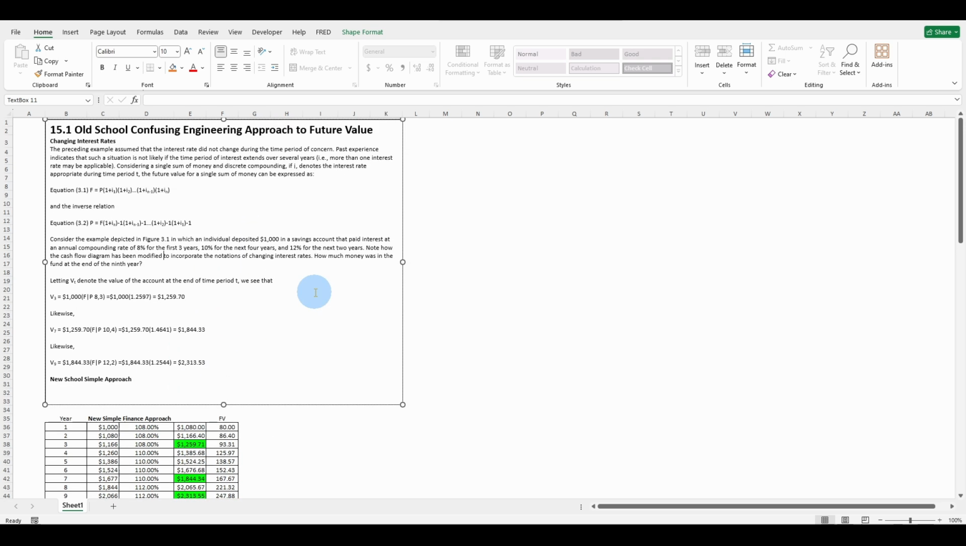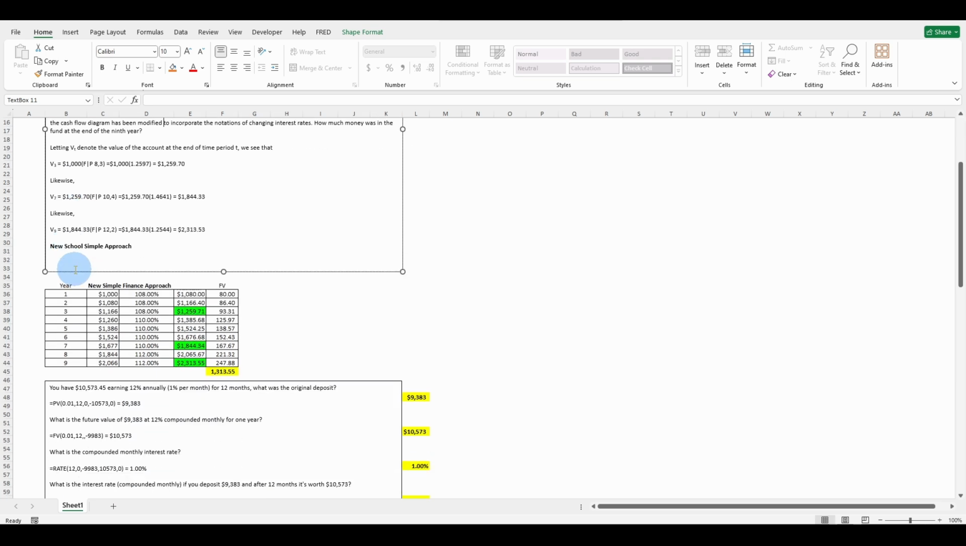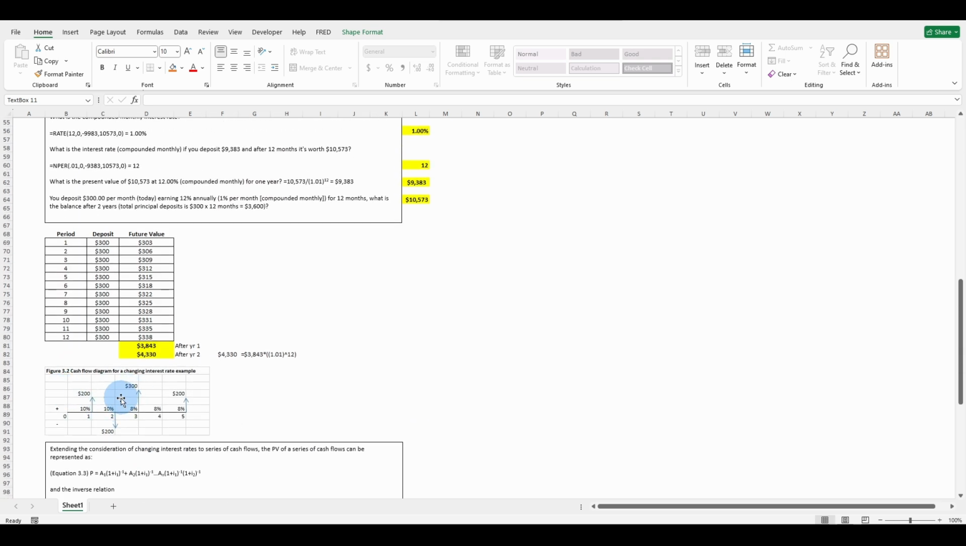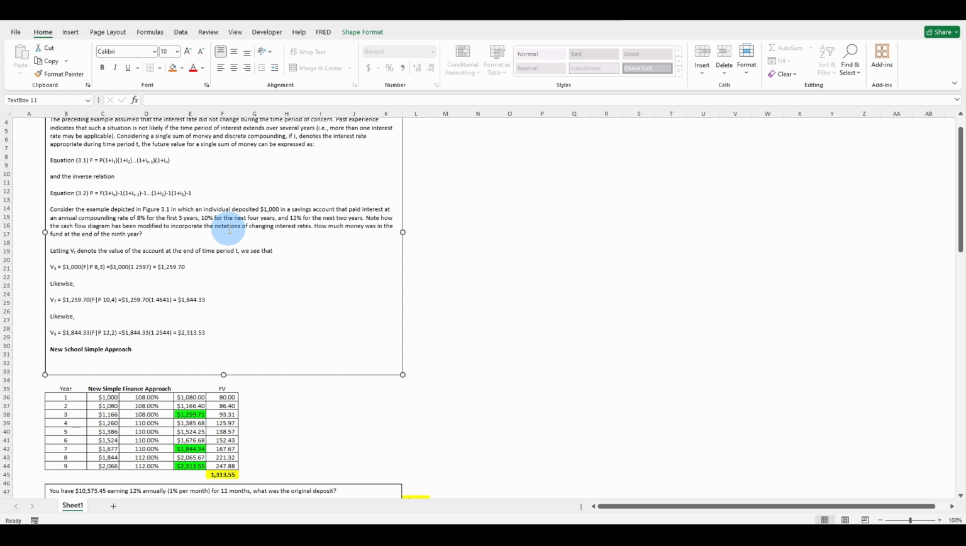So with that being said, you can read in here, what are we trying to do? Consider the example depicted in figure 3.1 in which an individual deposits $1,000 in a savings account that paid interest at annual compounding rate of 8% for the first 3 years, 10% for the next 4 years, and 12% for the next 2 years. Note how the cash flow diagram has been modified to incorporate the notation of changing interest rates. How much money was in the fund at the end of the 9th year?